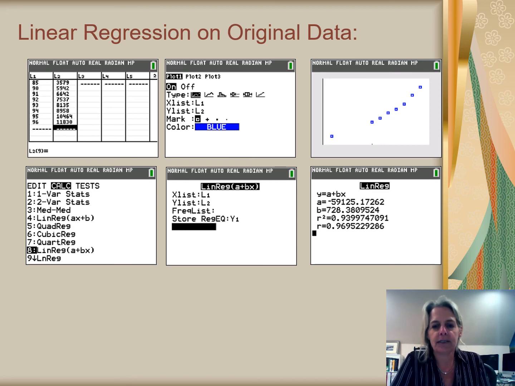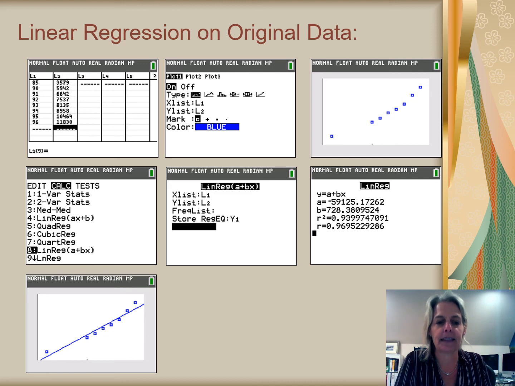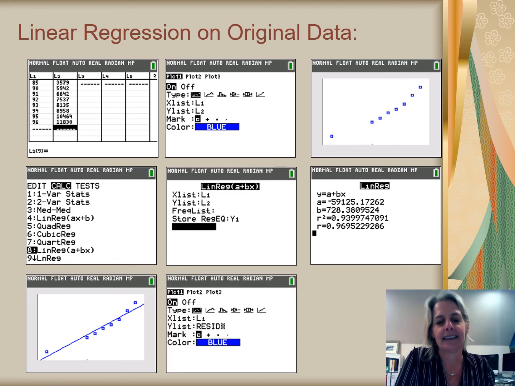So my correlation coefficient is 0.9695, and my coefficient of determination, r squared, is 0.93997. That's really high. So there is a strong linear tendency to this data. But is it the best model that fits the data? When I graph the least square regression line here, if I go back and just hit graph again, it's plotting my list 1, my list 2, and now the least square regression line that I just ran. You can see how it starts to kind of dip below the regression line at a certain point.